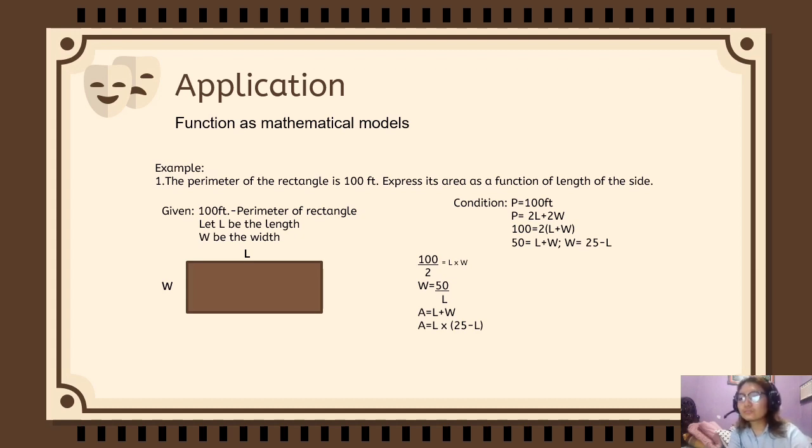Therefore, the area is equal to L times W. A is equal to L times (50 minus L). So this is it, 50L. We just moved the W, or should I say, we just moved the L, that's why it became negative. When we make this our equation, the answer is this. This is its final answer. Okay?